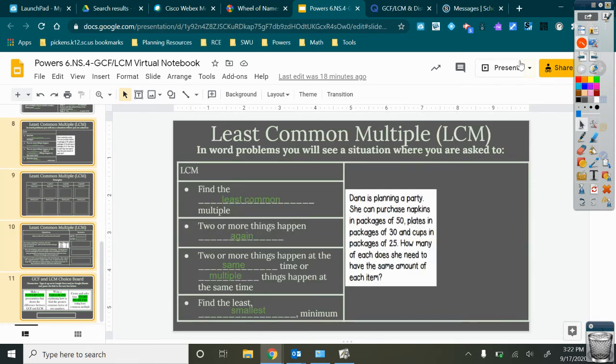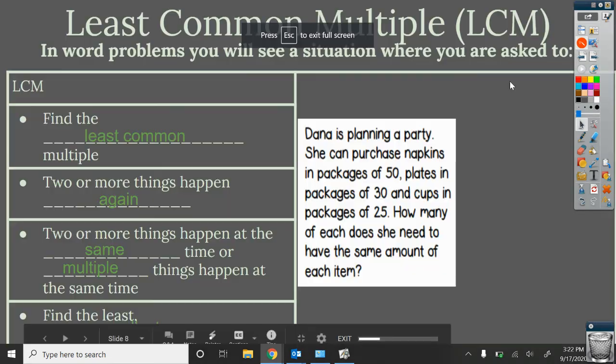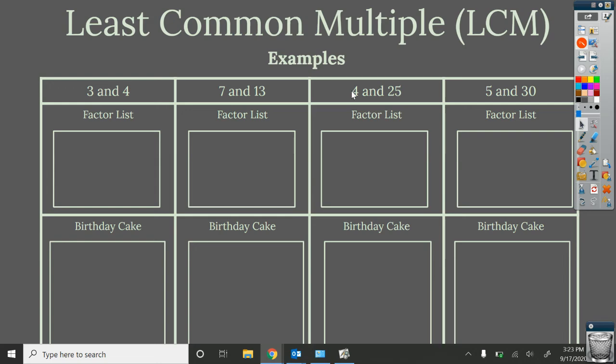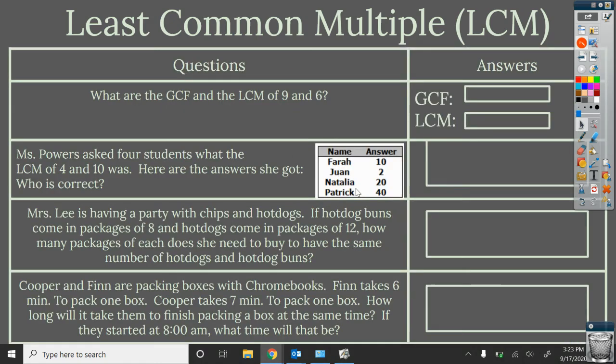Okay, so this is a drag and drop slide also, and if you need to, you can just pause the video to drag and drop your stuff over. But basically the situations that let you know you have a least common multiple problem are, it may ask you to find the least common multiple.